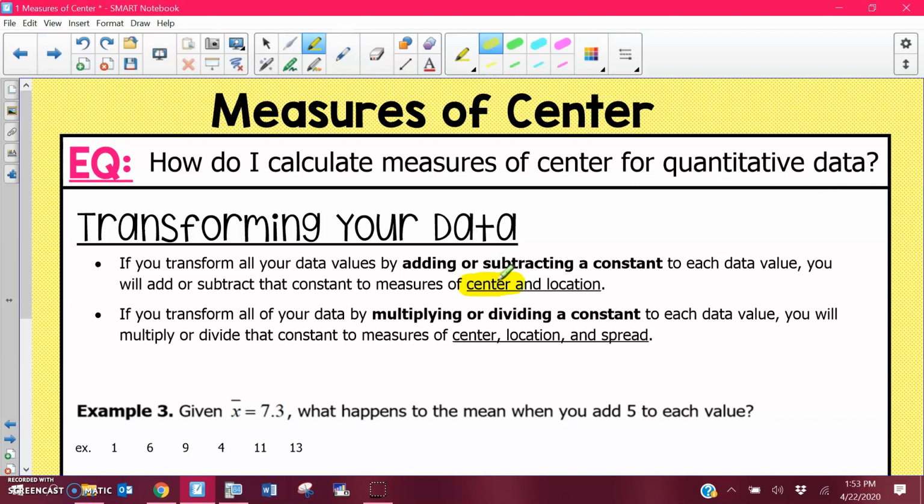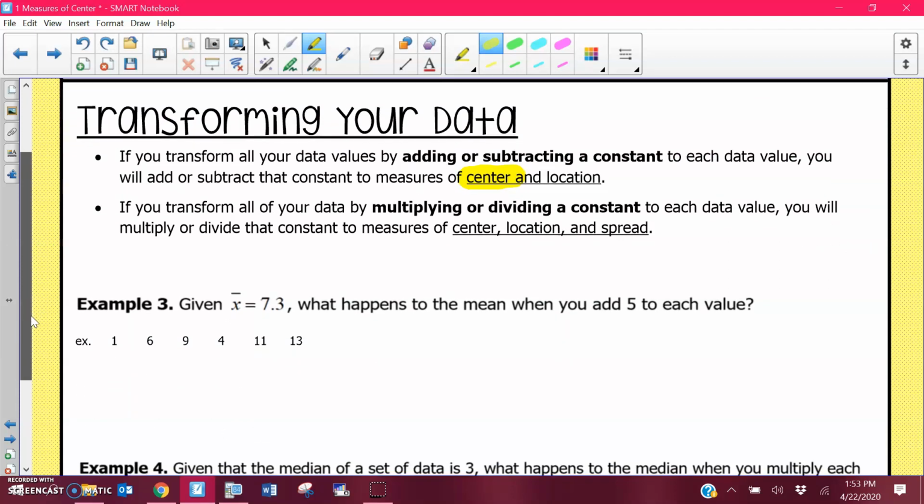Okay, we'll talk about variation and standard deviation tomorrow, but if you're adding or subtracting a constant, you're just going to add it to each value. Okay, same thing for multiplying. If you're going to multiply every single point by a number, then that's also going to multiply any of your measures of center, location, and in this case also spread. Okay, so let's look at an example. It's kind of weird to think about.